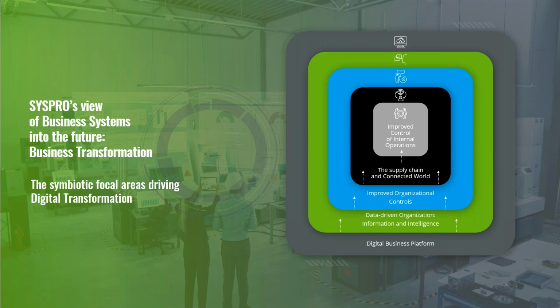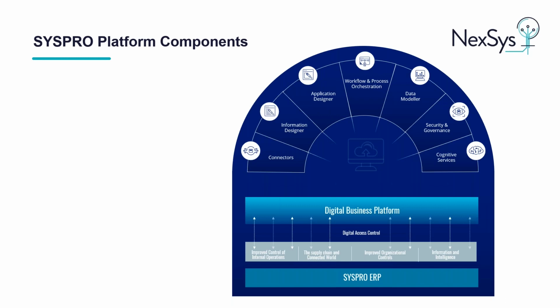So this is now just the context within which we're going to introduce some of the functionality. I wanted to set the scene. So let's switch into why you're here today. What's new in SYSPRO 8? I'm going to start out with the digital business platform, the components associated with that. You'll see all of the pillars that we talked about earlier, internal operations, the connected world, the organizational changes, information intelligence, all underpinning that digital business platform.